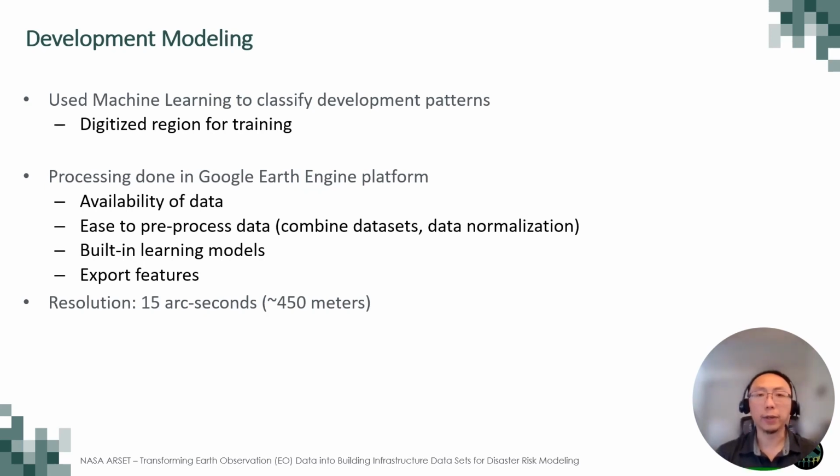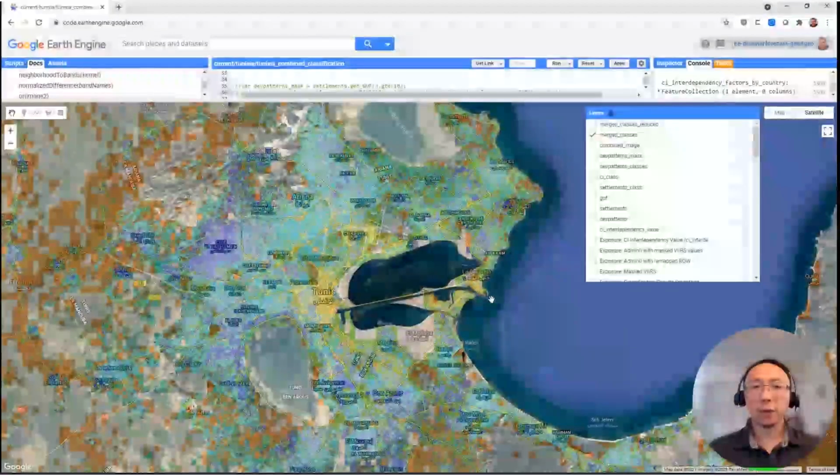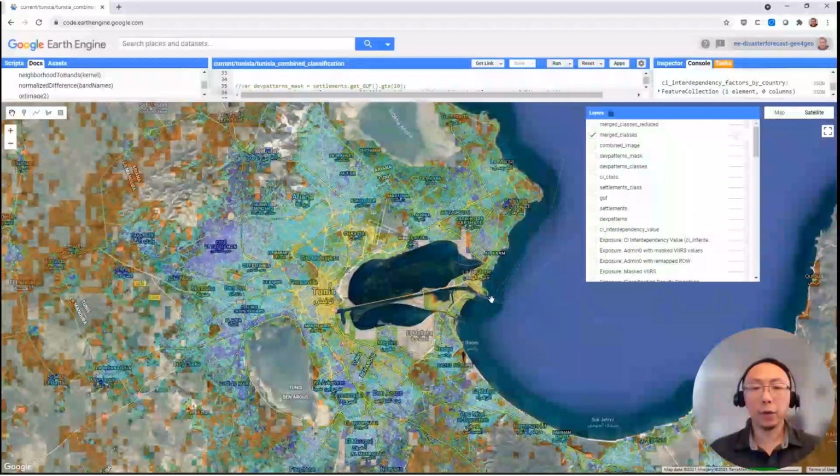And the TIFF that we created was at 15 arc seconds, which is close to 0.5 kilometer resolution. So here we see the classifier layer overlay on the city of Tunis. And here we see the different colors representing the different development patterns. The yellow color represents the urban development pattern. We can see that in the city center.